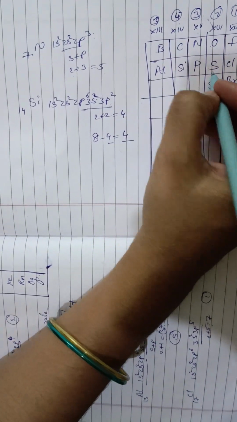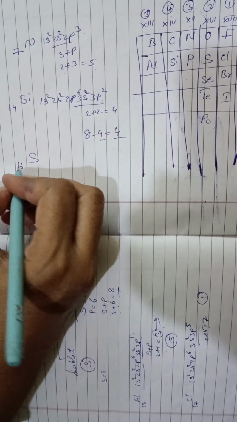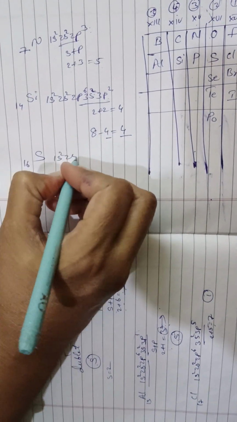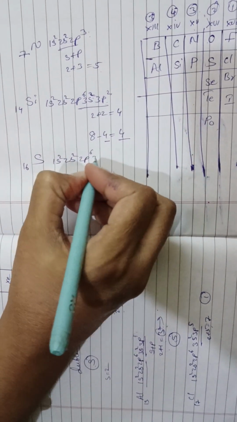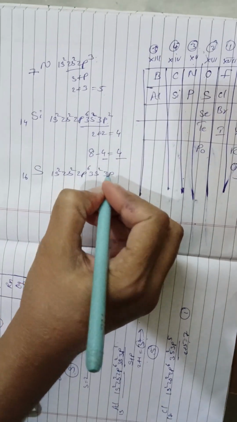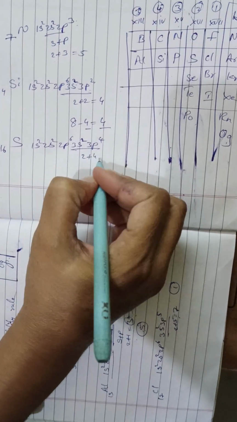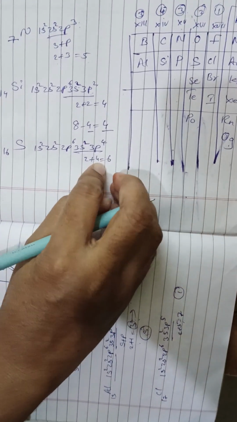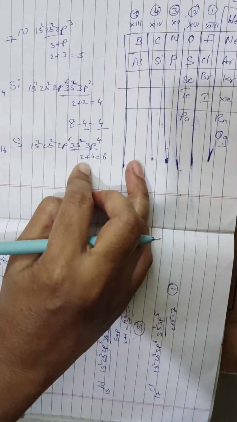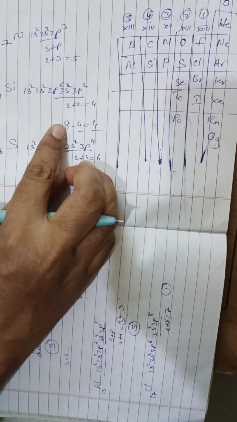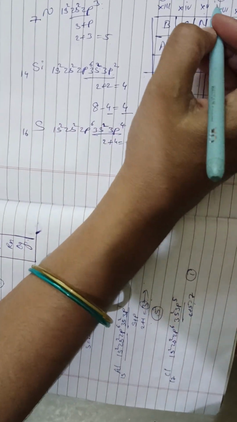Okay. Now let us go for sulfur. Sulfur atomic number is 16. Configuration: 1s2, 2s2, 2p6, 3s2, 3p4. Okay. Now here you see 2 plus 4 is 6 electrons. To give 6 electrons is difficult. Instead, they can take 2 electrons to become 8. Okay, so their valency will become 2.